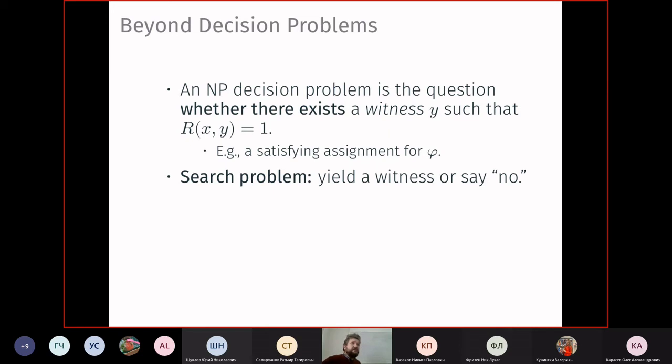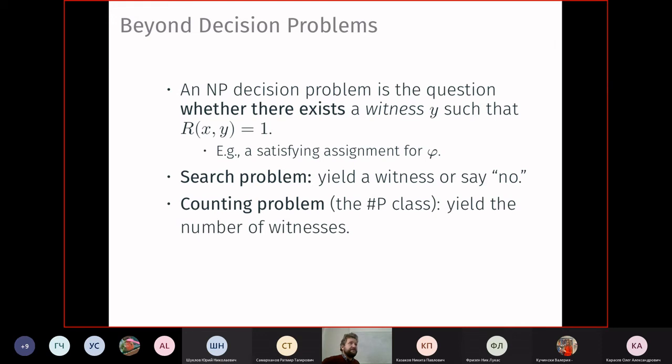Again, in satisfiability for 2-CNFs, this was also polynomially solvable. So it was NP, but it was also FP, and the search problem was also polynomially solvable. What happens here? For the general case of NP, the search problem is harder than the original problem, of course, right? Because if you know how to yield a witness, you can just ignore it and return yes. Another class is the counting problem. The counting problem is to yield the number of witnesses. And finally, we could ask just to give you all witnesses.